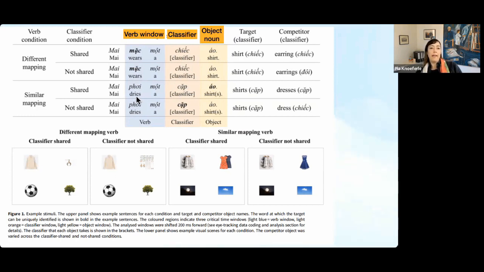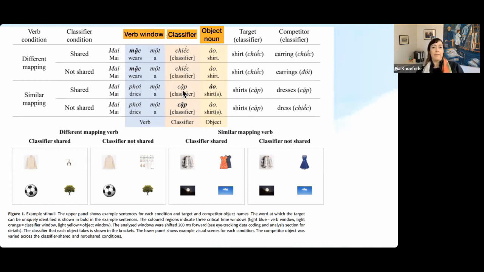Right, for "dry," by comparison, this is the different mapping, where German has different verb constraints. The similar mapping, "drying," could work in both languages. So the verb doesn't disambiguate. That only happens later once you get to the classifier, which tells you it's the shirts. So you've got the cap classifier here. The competitor, the dresses, would require a different classifier.